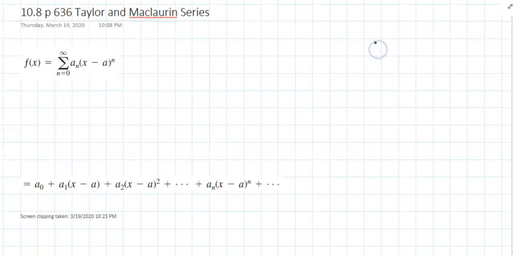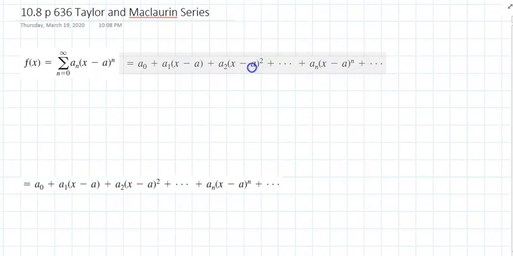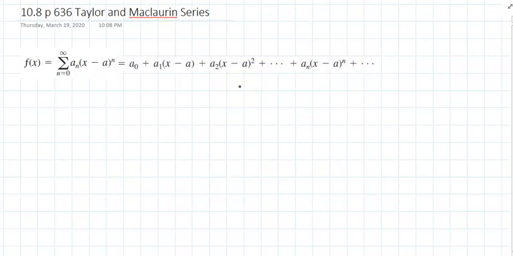Again, I'm going to upload this PDF in Blackboard, so you really don't have to worry about rushing and copying that. So if I look at f of x, it's really a sub 0, again substituting 0 in there, a sub 1 times x minus a, and so on and so forth.